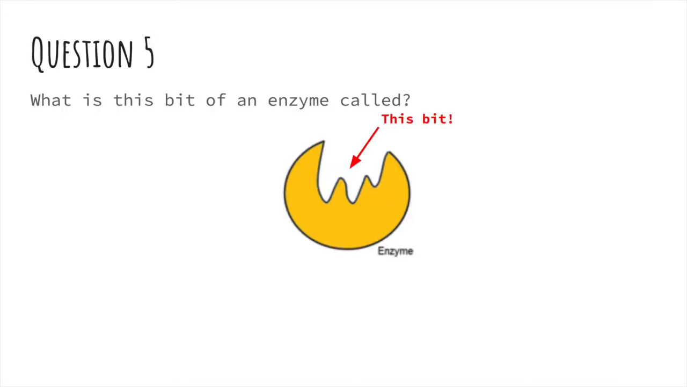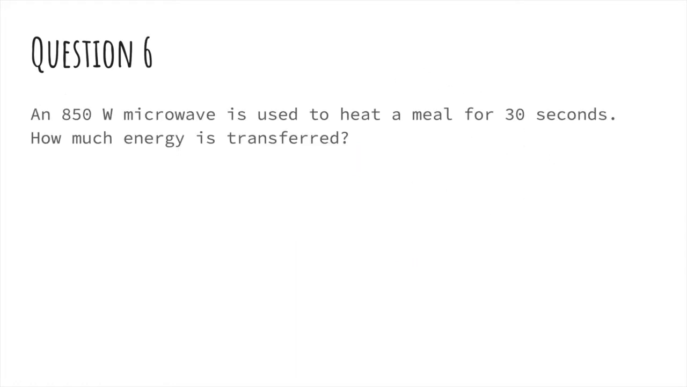5, what is this bit of an enzyme called? And 6, an 850 watt microwave is used to heat a meal for 30 seconds. How much energy is transferred? So again, something that you should have looked at last lesson, last week.